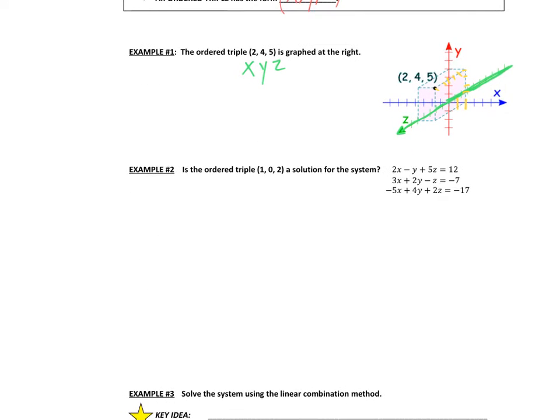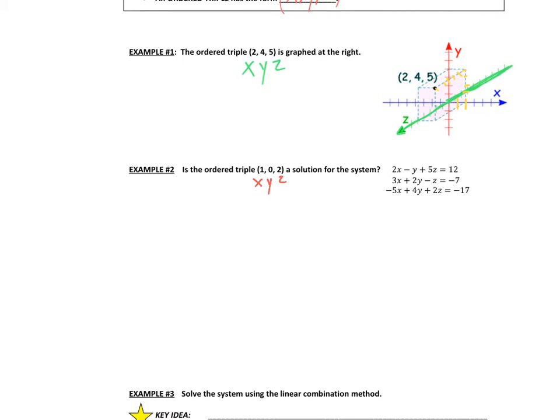Okay, there's 2 types of problems we're going to talk about. One is like this one, example 2. It asks, is the ordered triple a solution? So is this x, y, and z a solution to the system? How do we know if it's a solution to the system? Plug it in through the variables. It's a solution when it makes all of them true. It's not a solution if any of them are not true. So if one of them is not true, it's not a solution.